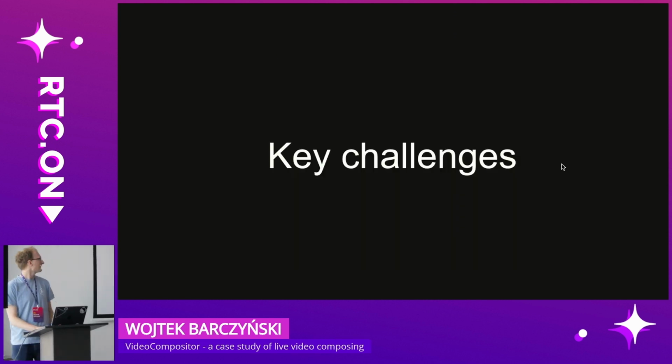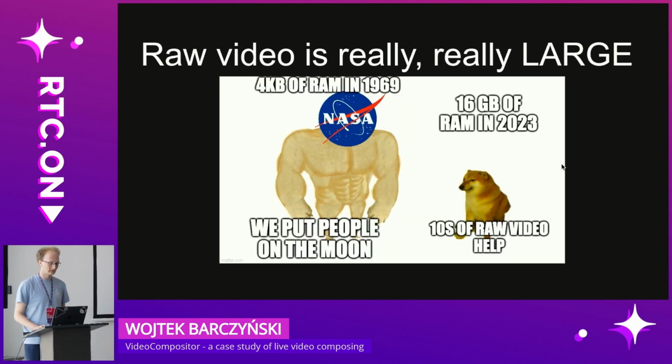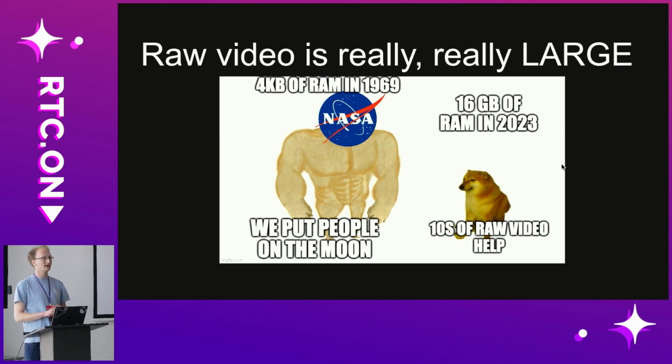So what were the key challenges that we had to deal with? First one was that raw video is really, really large. And if you want to do some composing, you firstly have to decode the video that you receive, then perform some transformations on it, and then encode it and send it back. Because if you want to receive video in raw format, it's basically too big. Copying it would kill your machine.